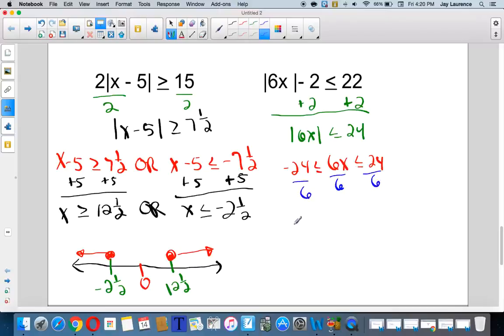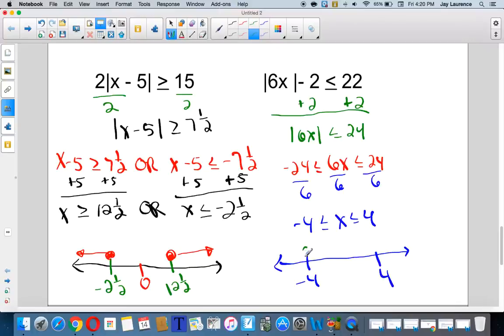And when I do that, I'm going to get negative 4 is less than or equal to x less than or equal to 4. There you go. And there's the number line. I've got to show negative 4. I've got to show positive 4. This is one of the cases where it ended up being the same number and it's negative. But notice most of them did not turn out that way.